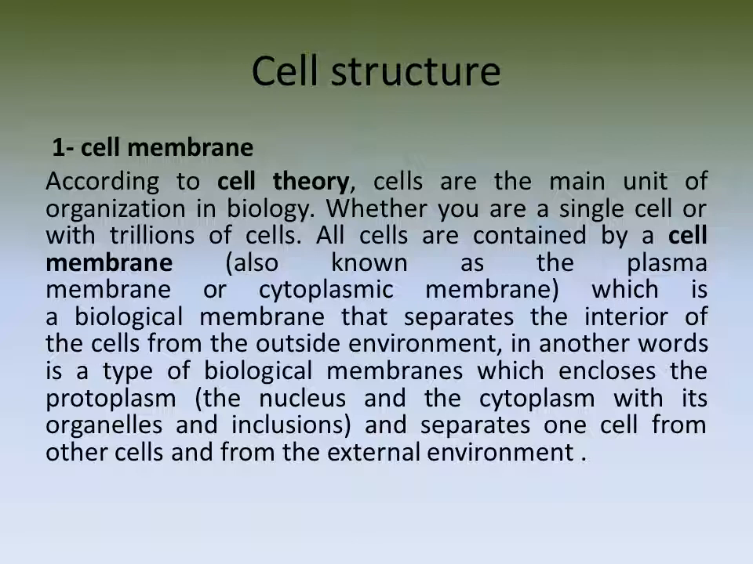Whether you are a single cell or made of trillions of cells, all cells are contained by a cell membrane, also known as the plasma membrane or cytoplasmic membrane, which is a biological membrane that separates the interior of the cells from the outside environment. In other words, it is a type of biological membrane which encloses the protoplasm, which means the nucleus and the cytoplasm with its organelles and inclusions, and separates one cell from other cells and from the external environment.